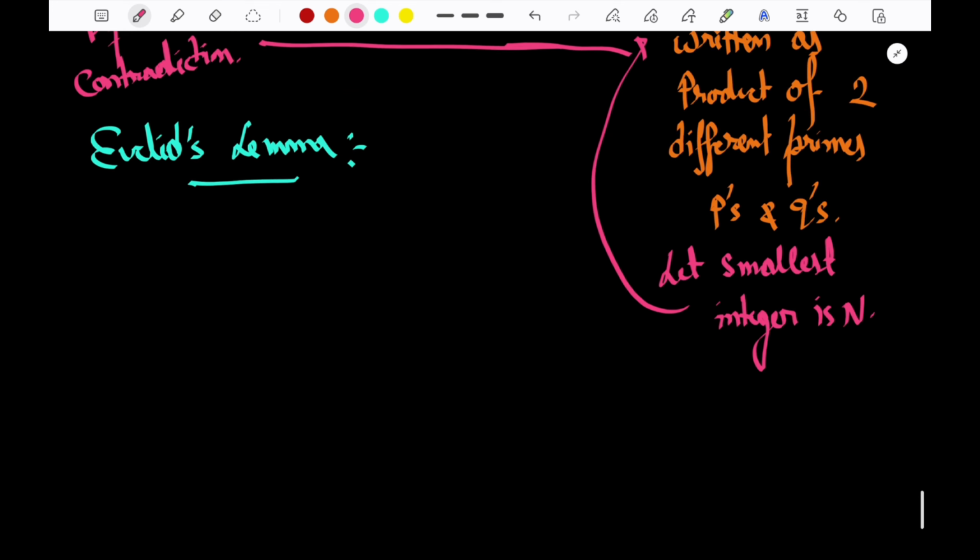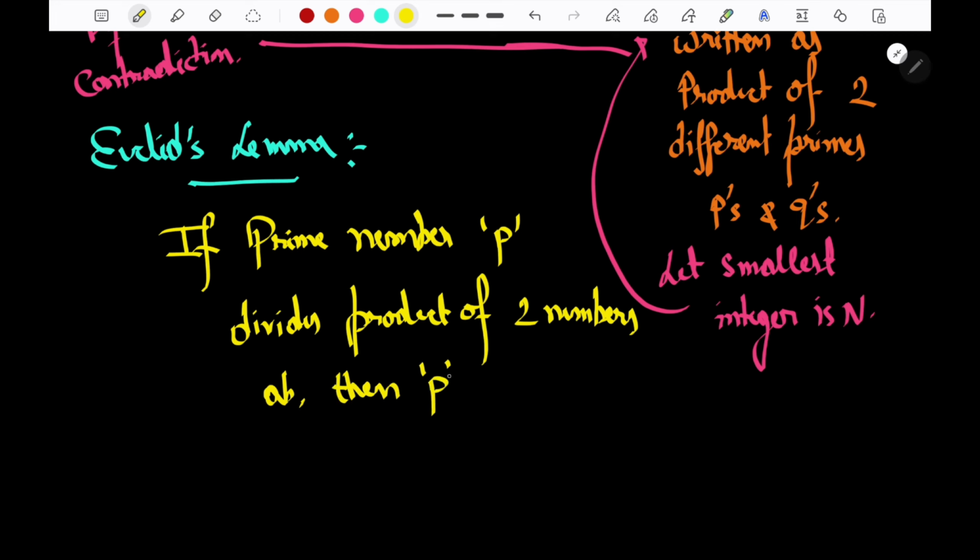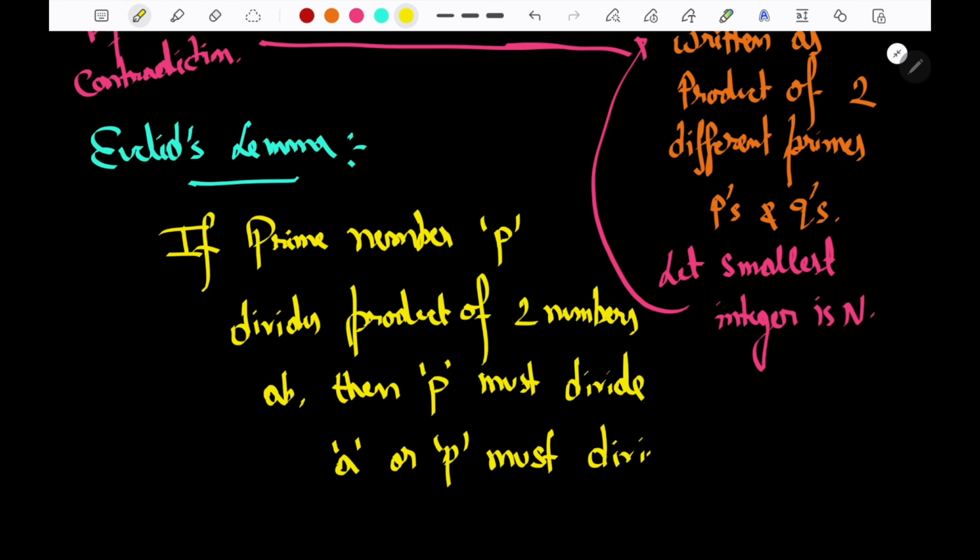So by Euclid's lemma, we know one thing: if a prime number p divides a product of two numbers ab, then p must divide a or p must divide b. Either p divides a or p divides b. Done.